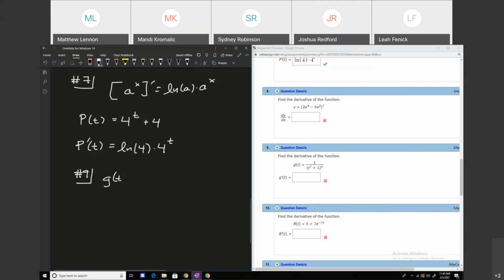So g of t here is 1 over t to the 7th plus 1 to the 6th. And you might say, oh, well, I can do a quotient rule here. Well, you're still going to have a chain rule on the bottom when you do the quotient rule. But if you're clever, you can get away with making it much easier. If we write this as t to the 7th plus 1 to the negative 6th, then we don't have to do a quotient rule at all. We can get away with just doing the chain rule.